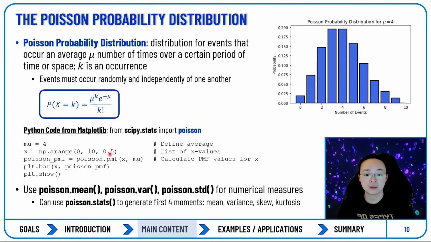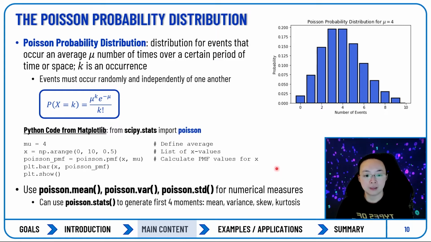Now, we create a variable called Poisson PMF so that we can calculate all of the probabilities from the probability mass function for all of our x values. It's very simple. You use Poisson.pmf for all x values, given that the average is mu. Based on that, you can plot all of your values and you get your Poisson distribution for mu equals 4.